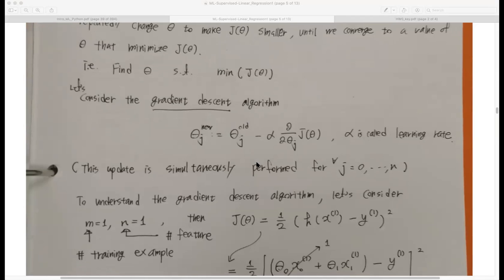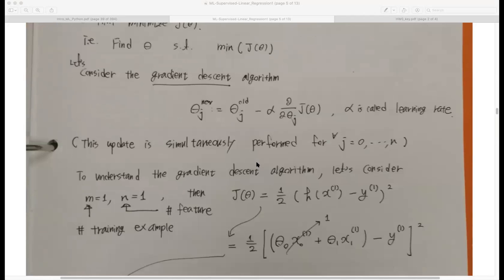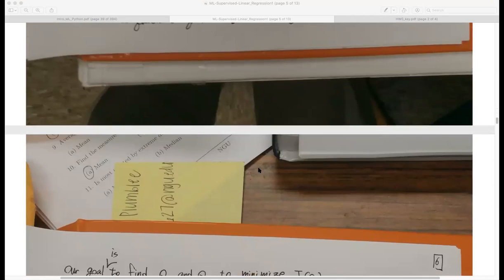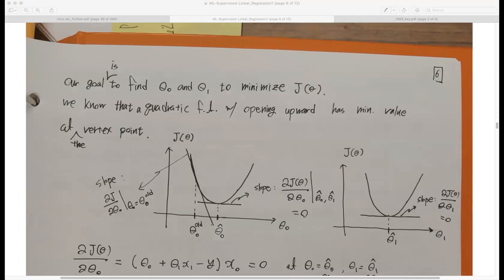But here's the idea. Think about J of theta as a parabola like this. We know at which point J of theta has its minimum value, right there. At this point, let's say theta 0 hat.